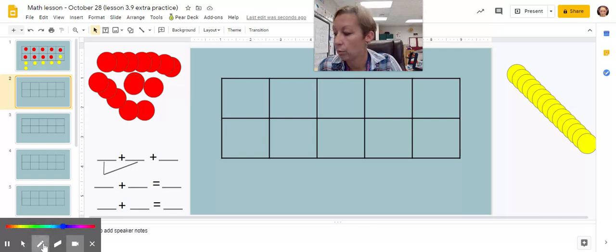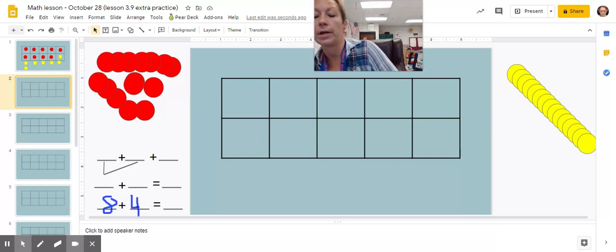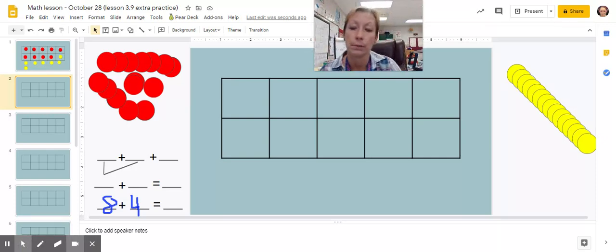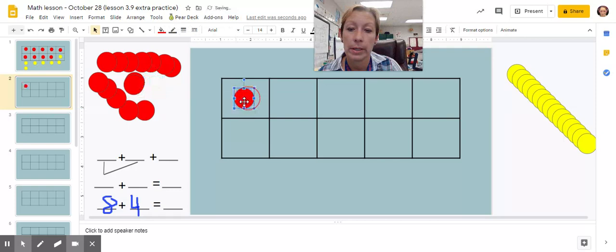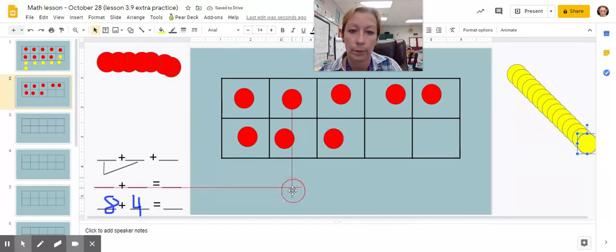Well, let's do 8 plus 4. All right, first thing we're going to do is put those in my 10 frame. Which one is more, 8 or 4? 8 is more, so let's go ahead and put 8 counters in my 10 frame. And how many go under my frame? The smaller addend, which is 4.